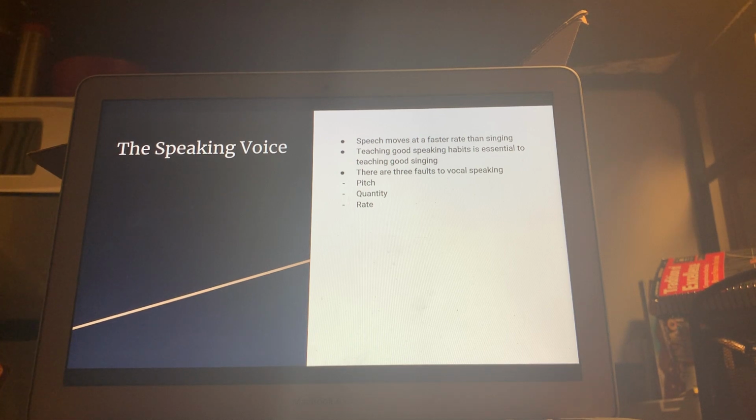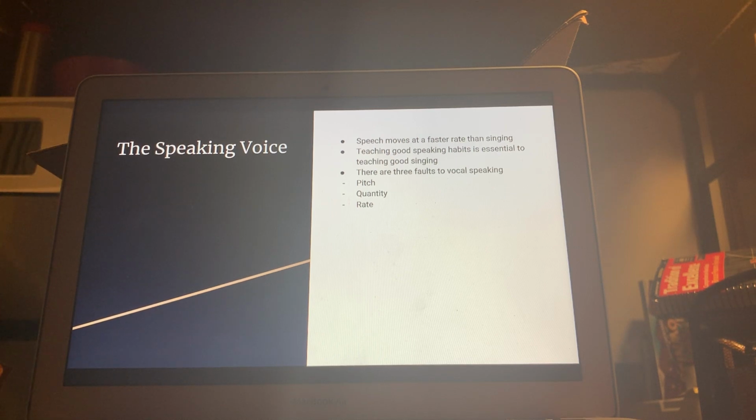Teaching good speaking habits is essential to good singing because, like I said, a lot of people's voices talk differently than they sing. Because we talk so much and speak so much, we kind of neglect our vocal health when we speak, because we just speak. We don't think about how we're speaking or how we should speak.